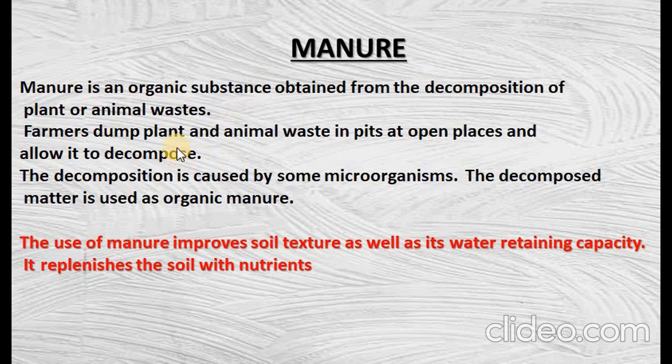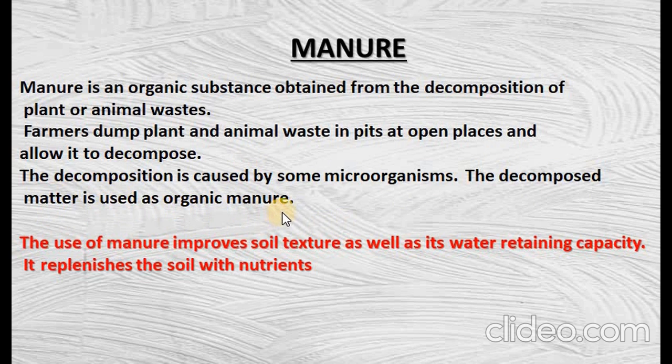So what the farmers do is they dig a pit in the farm, put in all the waste, animal waste, plant waste into it and close it off and leave it for some time. The microorganisms present in the soil decompose the animal waste, plant waste and convert them into manure. The decomposition is caused by the microorganisms. So the decomposed matter which happens in the pit is known as organic manure.